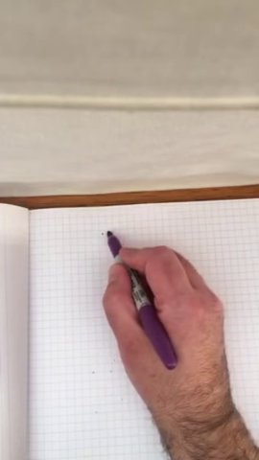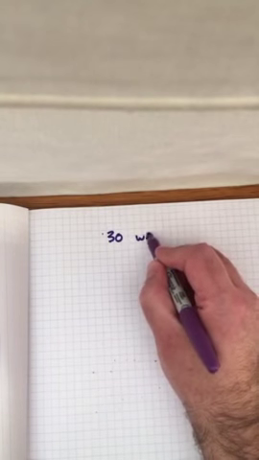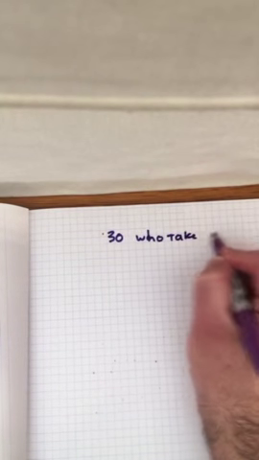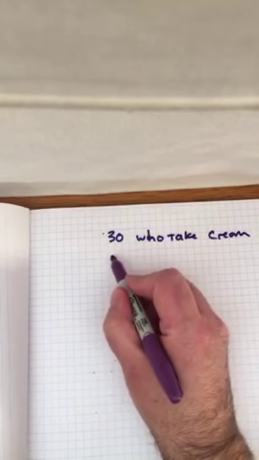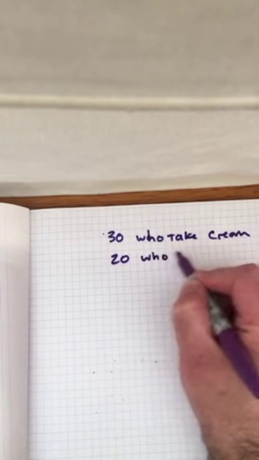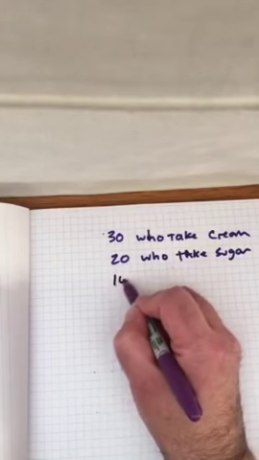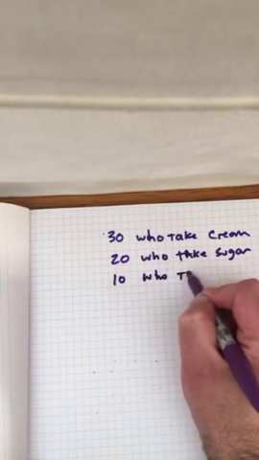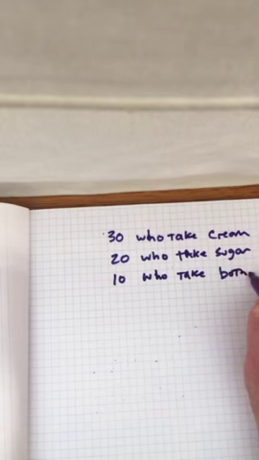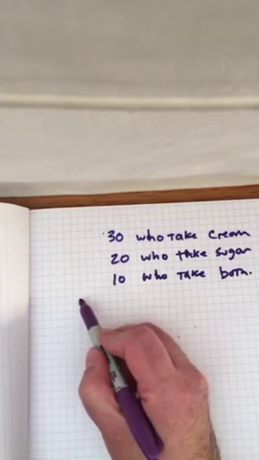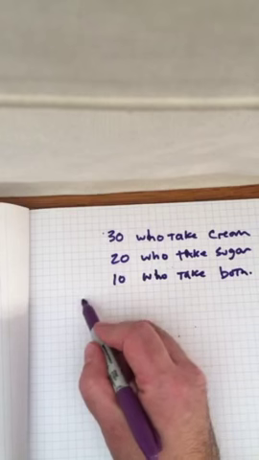Now sometimes the problems they'll give you won't be as neat and they won't show you exactly who's in and who's out. So here's an example of a survey problem we might say. Say somebody said there are 30 people who take cream with their coffee. There are 20 people who take sugar. And there are 10 people who take both. And the question is, how many take only cream?